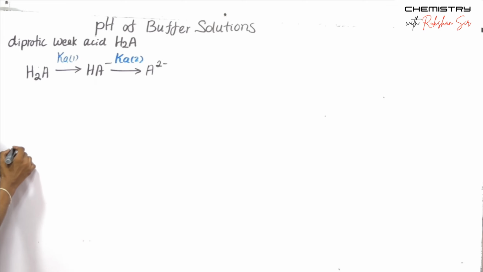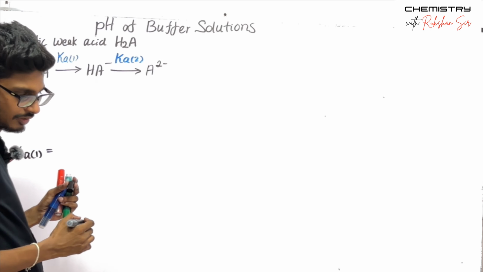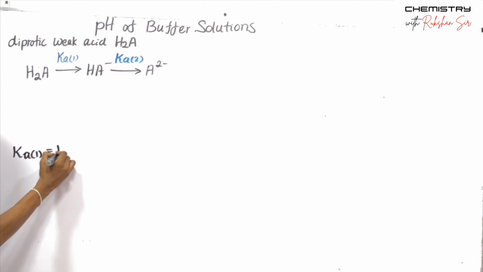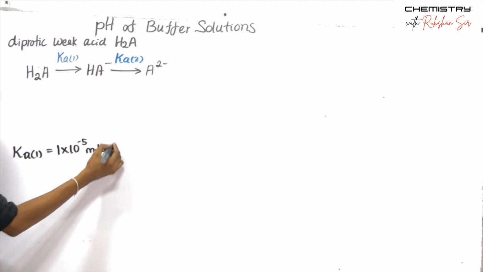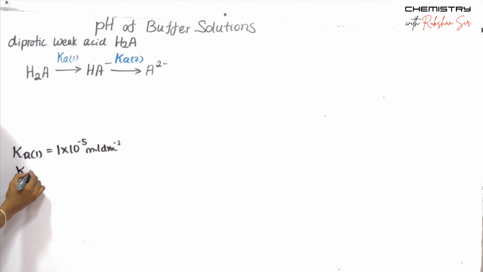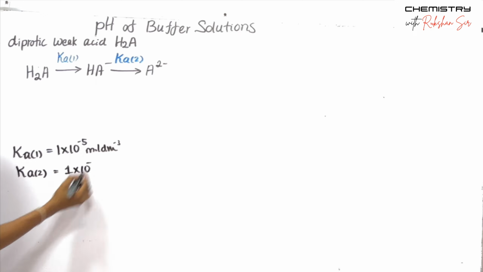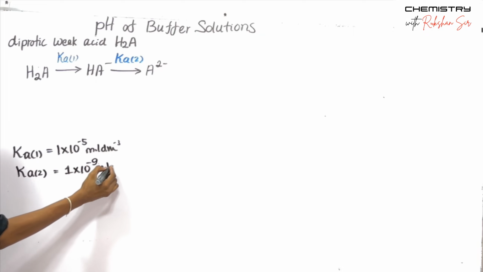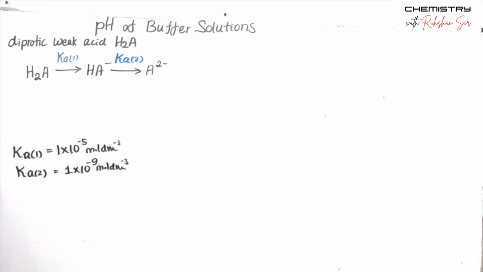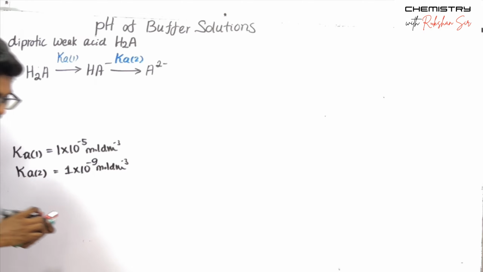So your Ka1 is given as 1 into 10 to the power minus 5. Ka2 is given as 1 into 10 to the power minus 9.